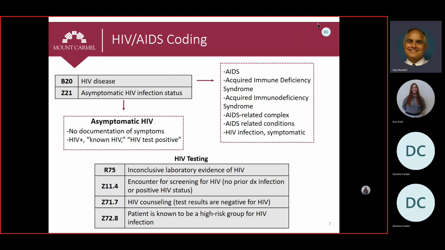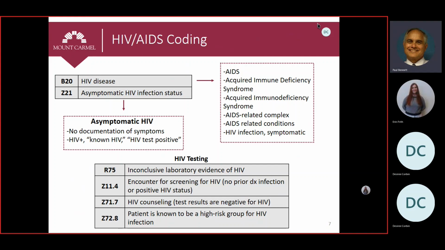B20 can be used for all types of HIV infections, and additional codes can be added for each manifestation. There is no requirement to include additional codes with B20, but if these manifestations are discussed during the visit and mentioned in the documentation, it's best practice to include them in the claim.